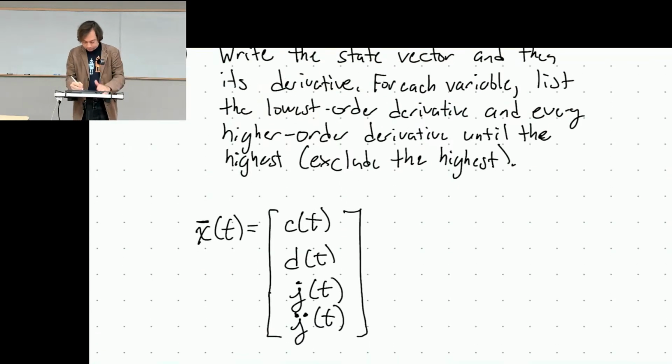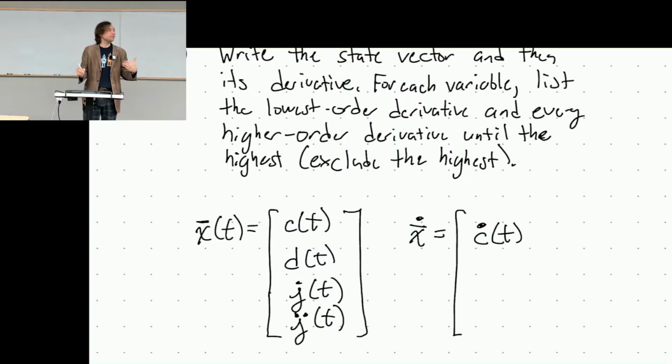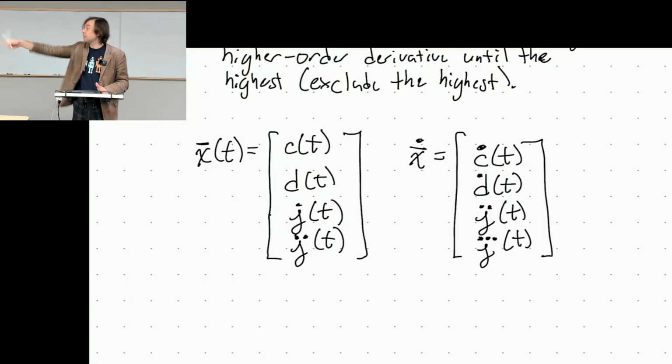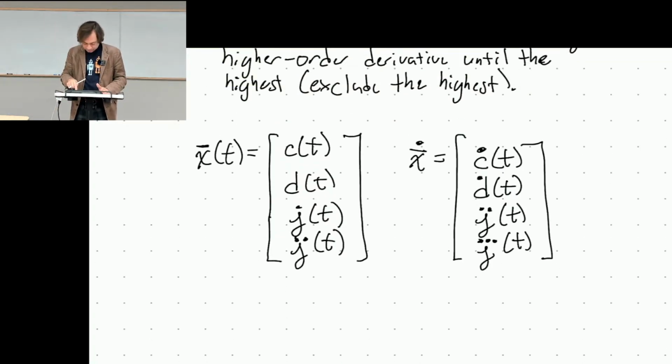Now let's write its derivative. So this is the trick of the state space form, that because the state space form takes a derivative of the state vector, you end up having the highest order derivative in your equation, right? That's why you don't include the highest order derivative as a state, because it shows up here anyway. So x dot is c dot of t, d dot of t, j double dot of t, and j triple dot of t. Boom, boom, boom. How are we doing, Nick? Great.